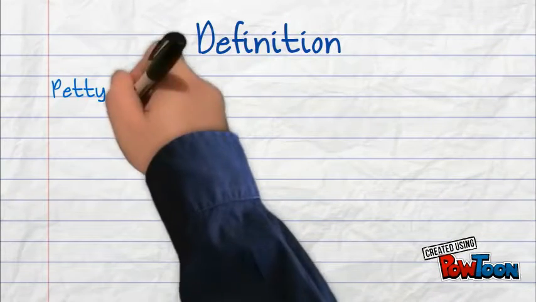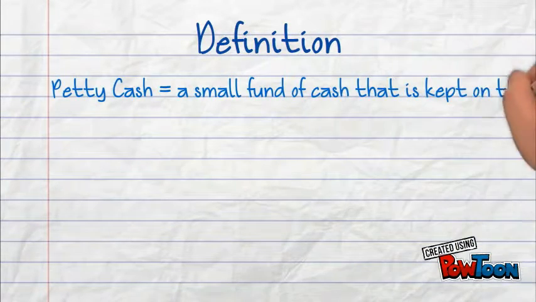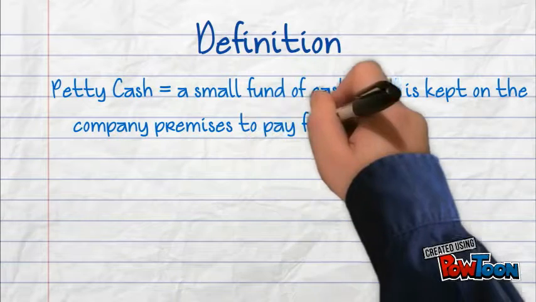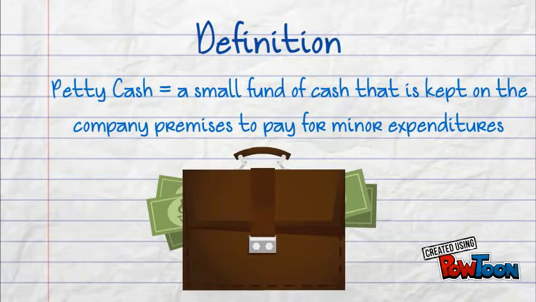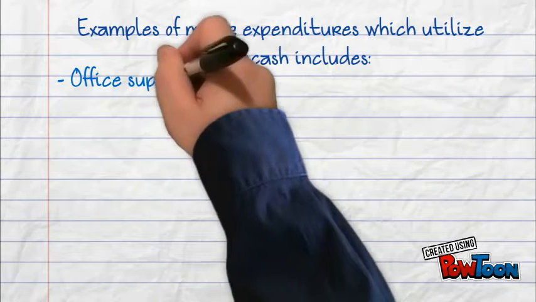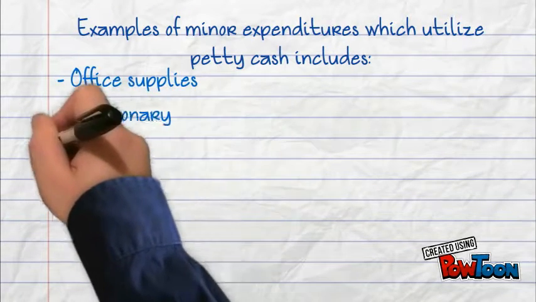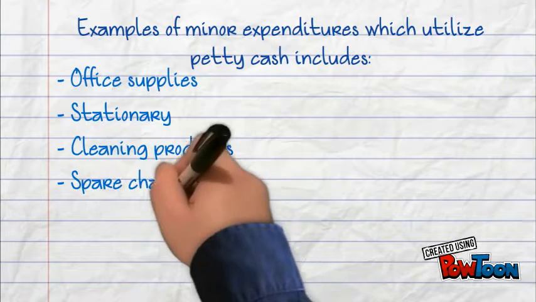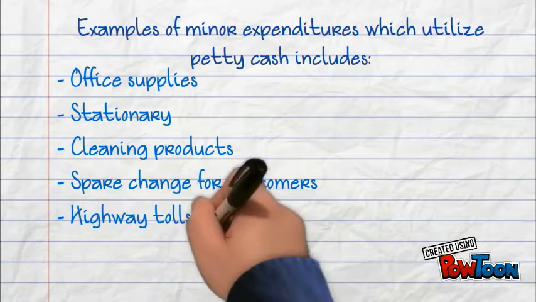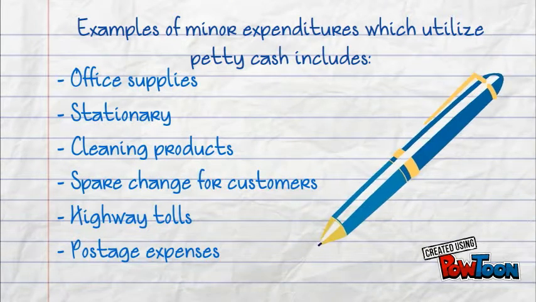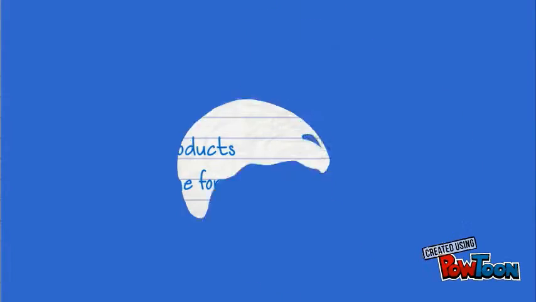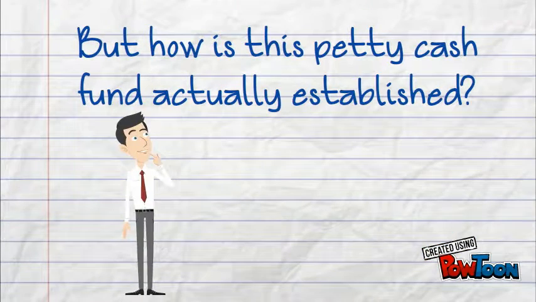Petty cash is defined as an allocated amount of cash kept on hand by businesses to pay for minor expenditures. Some examples of expenses which qualify for utilization of this account include office supplies, stationery, cleaning products, spare change for customers, highway tolls, and postage expenses. But how is a petty cash fund actually established?